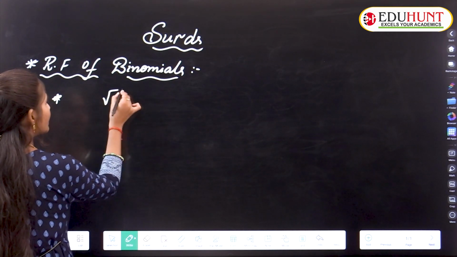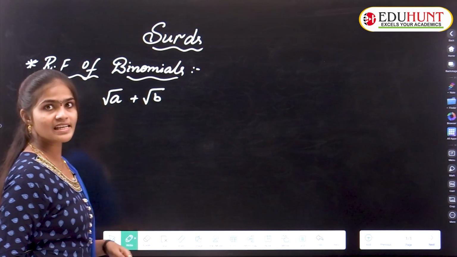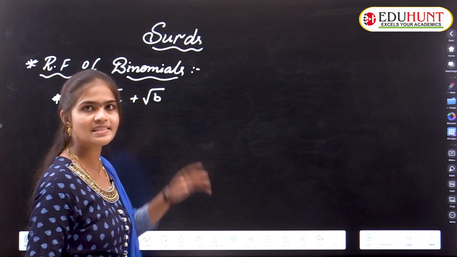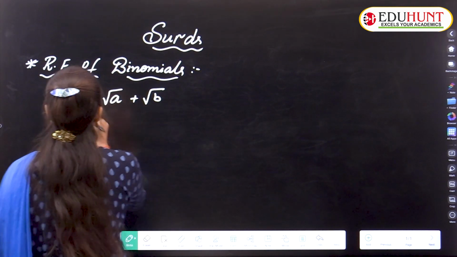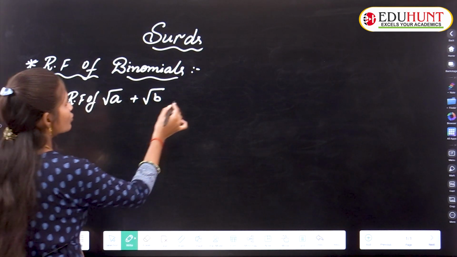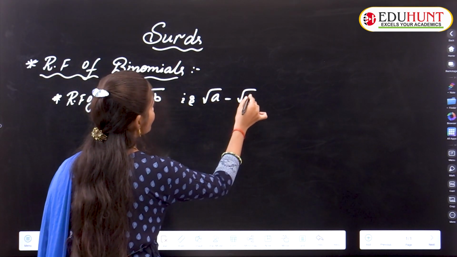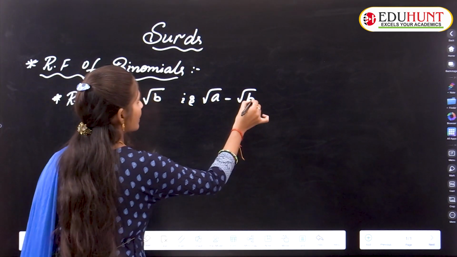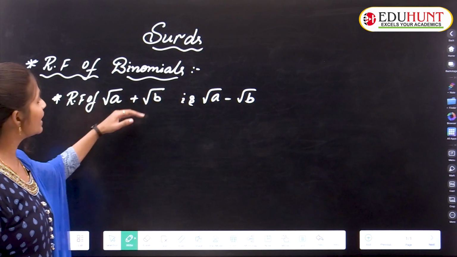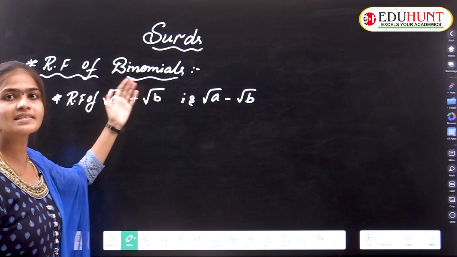Here I am going to take root a plus root b. So what is the rationalizing factor of root a plus root b? We just have to change the fundamental sign. The rationalizing factor of root a plus root b is root a minus root b. And in the same way, vice versa, if we take root a minus root b, its rationalizing factor is root a plus root b.